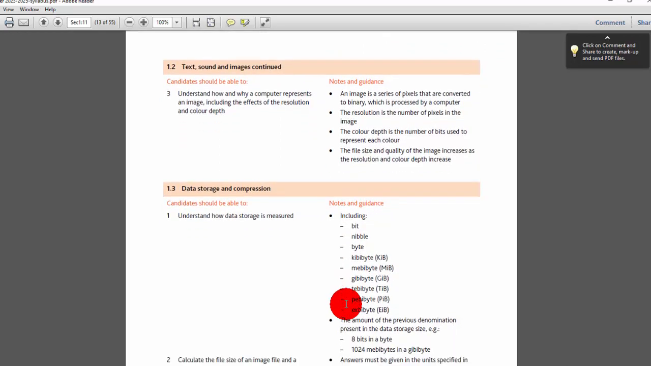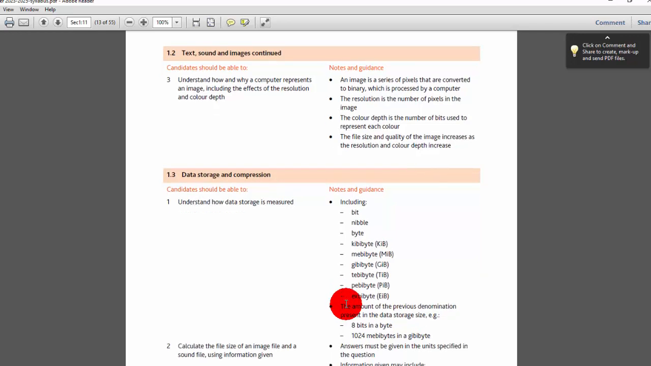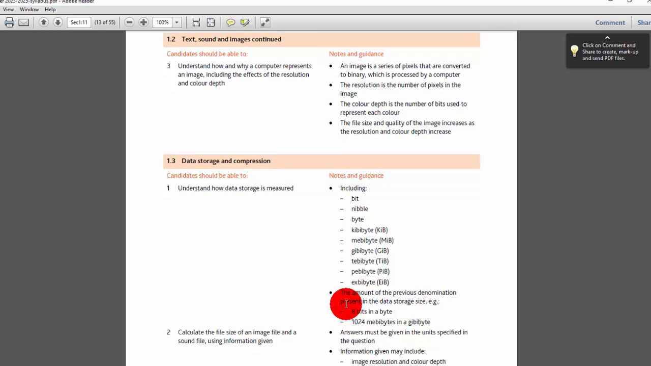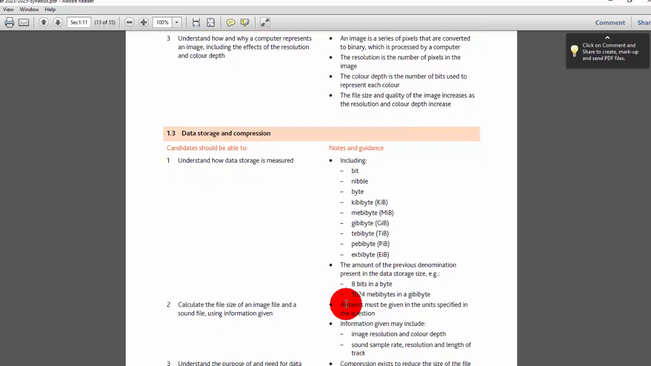Okay, new units have been added, like kibibyte, mebibyte, gibibyte, tebibyte, and so on. They recommend that we use 8 bits in a byte, and of course 1024 megabytes in a gigabyte. It means 1 kibibyte equals how many megabytes, or 1 gigabyte equals how many terabytes, and 1 exabyte equals how many petabytes. So these are the calculations that we have to do.